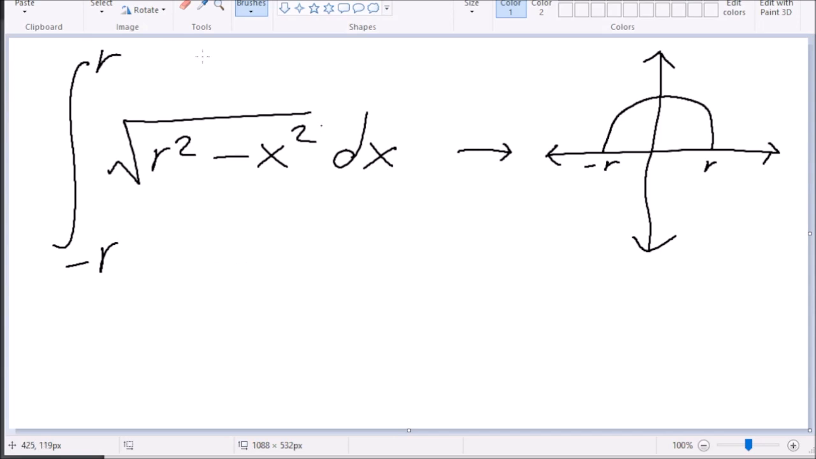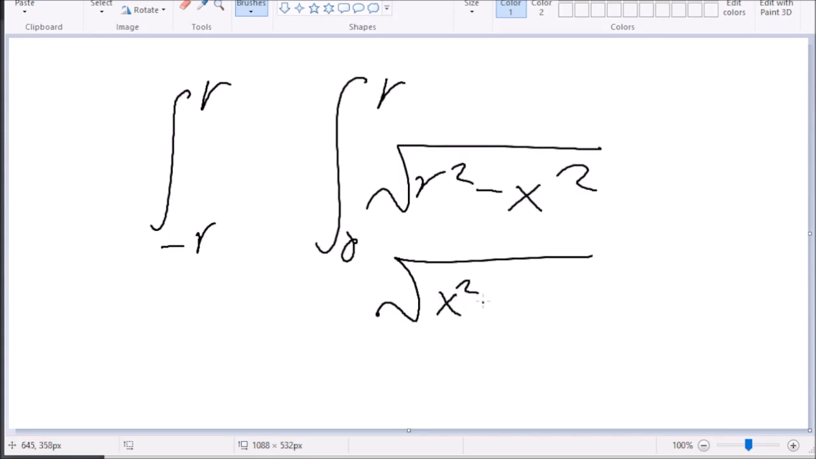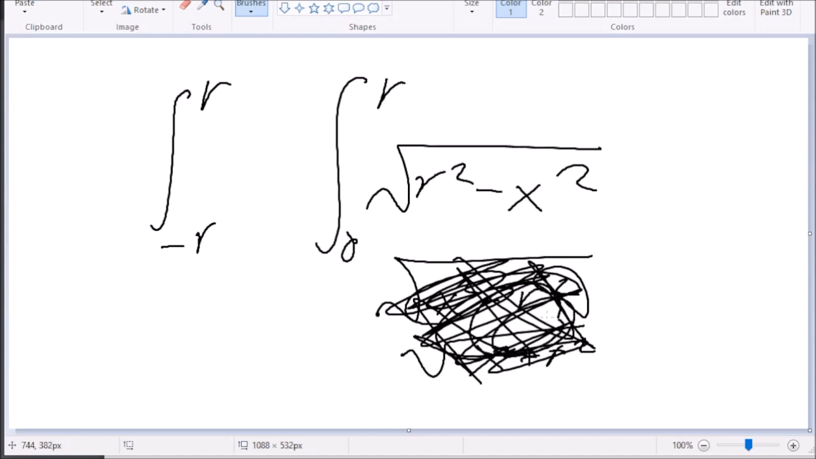If this was to 0, then you're only focusing on 0 to r, which means that this is just 1/4 of the circle. So then this would equal pi r squared divided by 4, and you're done. So this is a very important integral to memorize. It's just the area of a portion of a circle. It has to be r squared minus x squared. If it's anything like x squared minus r squared or x squared plus r squared, these will not work. This is not a circle. This is something else, and you're just gonna have to do trig sub.